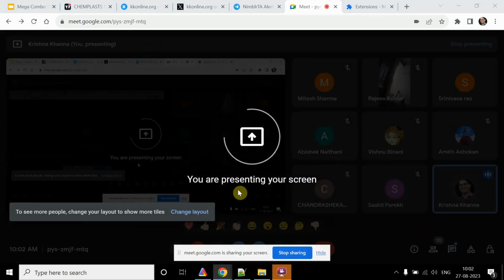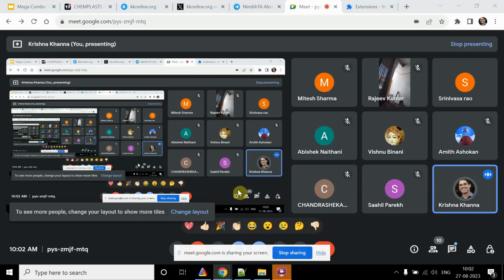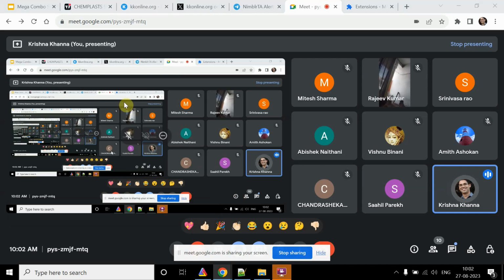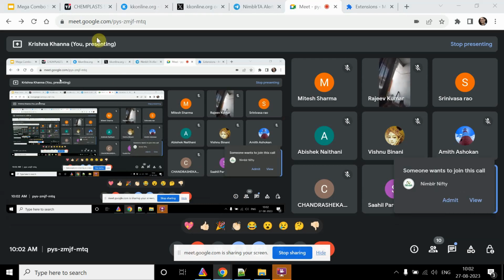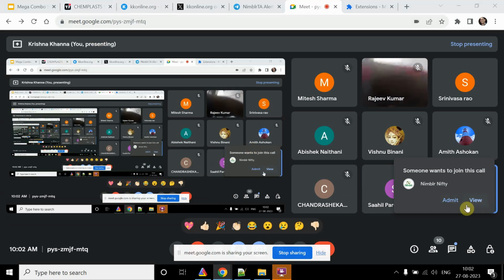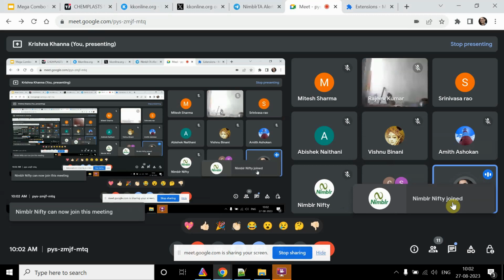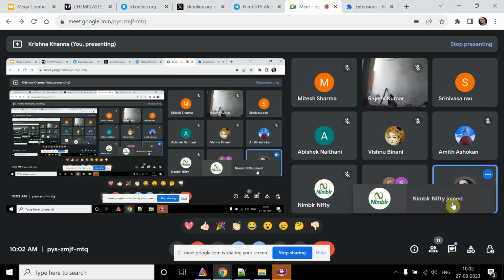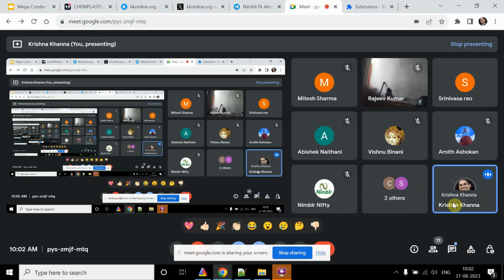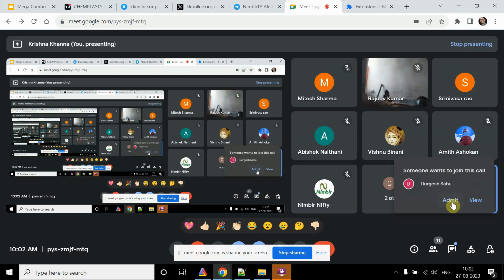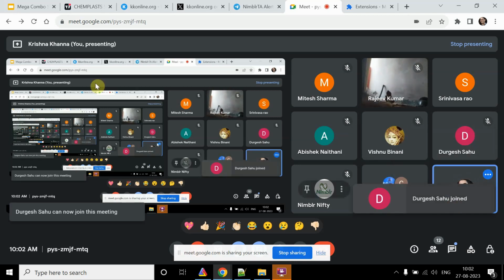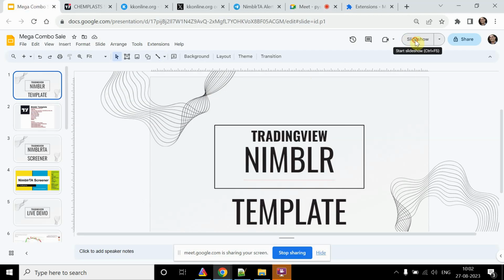So we are gathered over here to see into a new template which will help us understand and take trades with NimblrTA. Today I will be discussing the Nimblr template, and in addition to that, we will also look into a screener. So many of us have gathered over here, and thank you, Nimblr sir, for joining in. It's a great pleasure that we have all taken some time out from our busy schedule and are part of this small discussion. So let me share my screen.